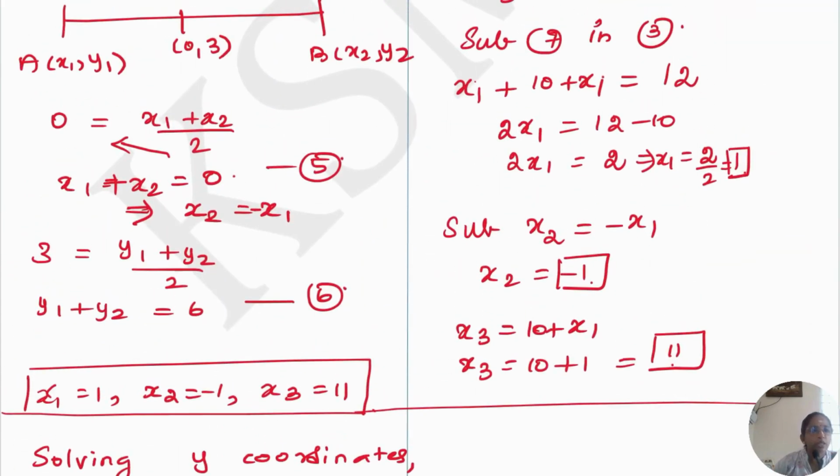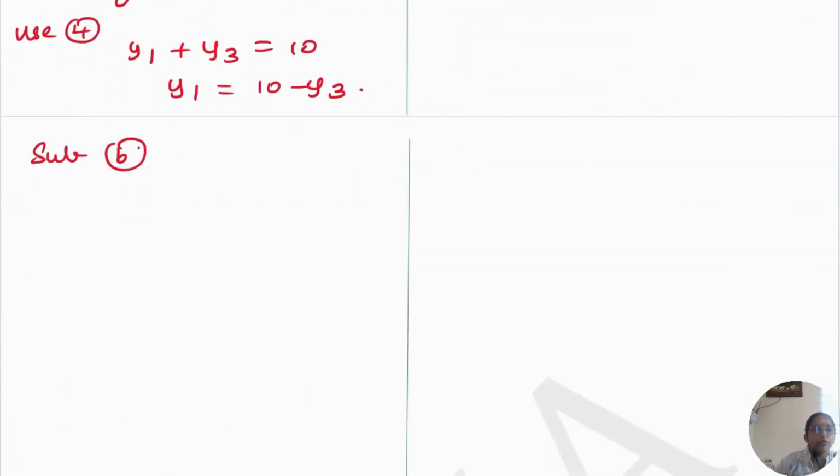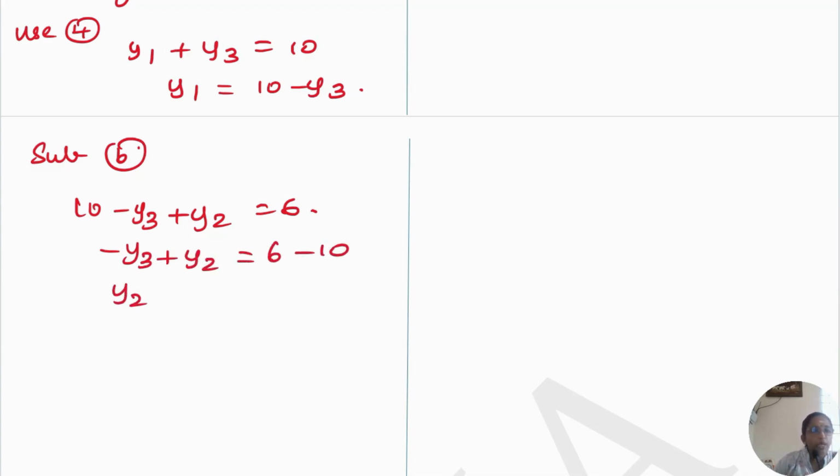What is your equation number 6? y1 plus y2 is equal to 6. So instead of y1 you can substitute 10 minus y3, plus y2 is equal to 6. Now again, minus y3 plus y2 is equal to 6 minus 10. So y2 minus y3 is equal to minus 4. We are getting our answer.